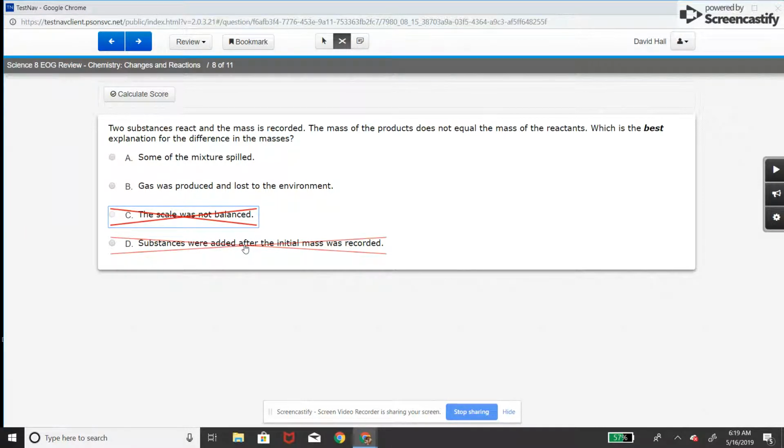Substances are added after mass is recorded. That sounds pretty ridiculous. Some of the mixture spilled also, if it's a chemical reaction here, it's probably not going to have a problem. But what can happen, if it is an open system, a gas could have been produced and lost to the environment. This happens if you boil water and don't capture it all. It'll change the weight.